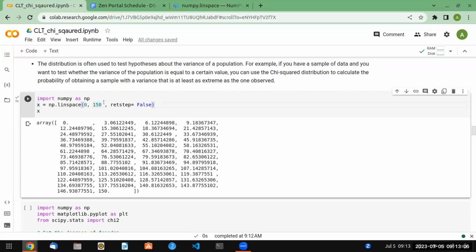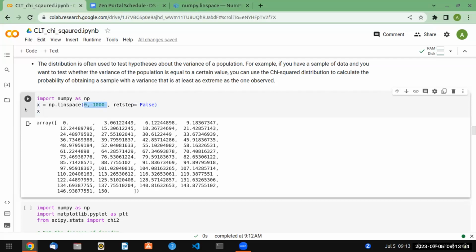If I make this 1000 and generate 50 numbers, because that is the default value, what will the evenly spaced numbers be? From 0 to 1000, 1000 divided by 50, so 20.